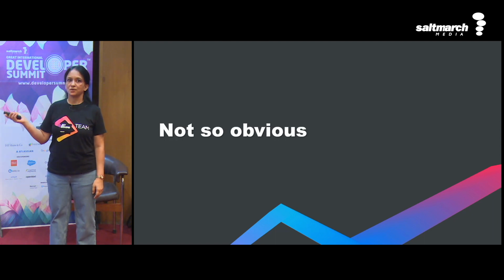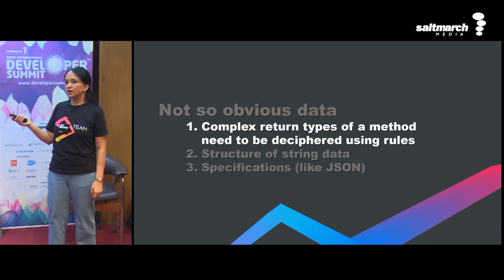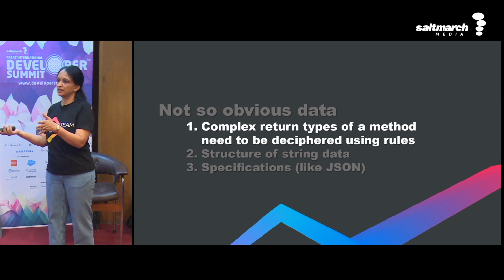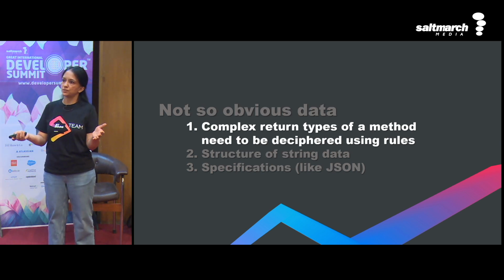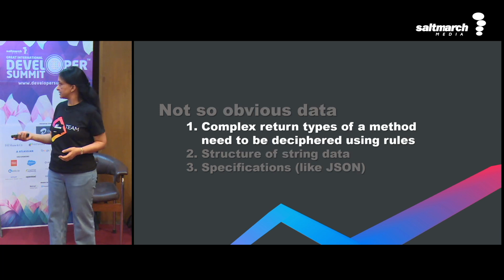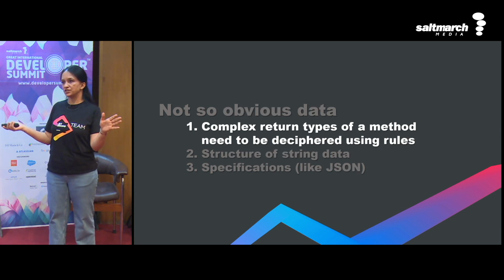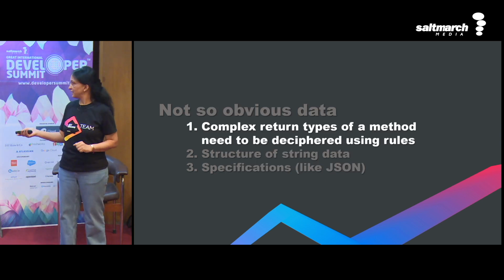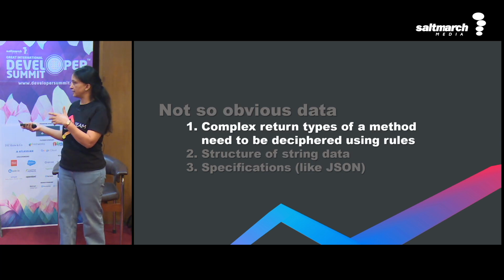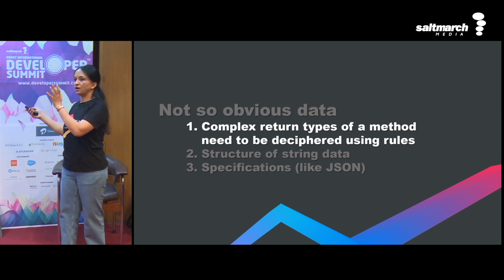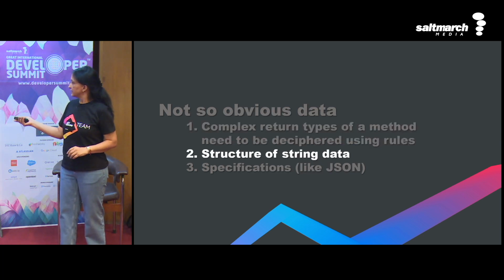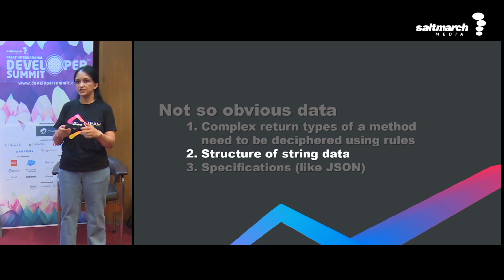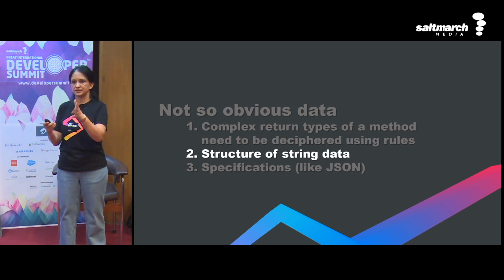Not so obvious data. Where do we see that one? When we talk about the complex return types of a method, what if we have to return multiple data points from a method rather than just one value? What do we use? We use collection classes. Let's see if we could use the modern Java features and define our logic using those, instead of using maps and structures and other collection classes, and then using logic to decipher that data. The other is we use strings to pass around a lot of our data, which is of course not so obvious. The logic is defined in another method.